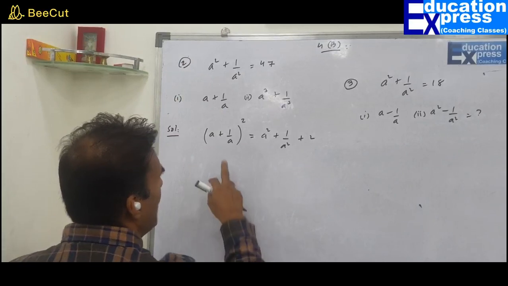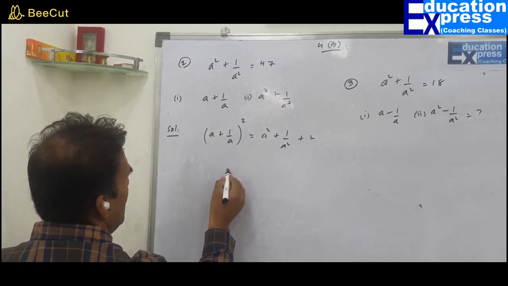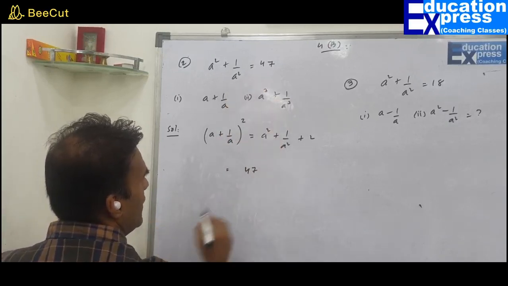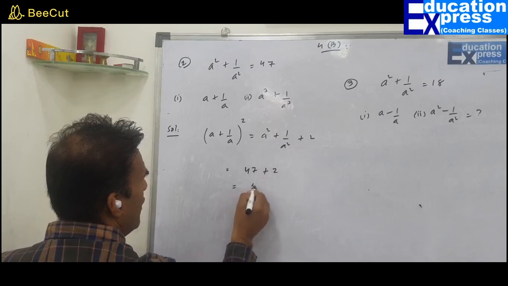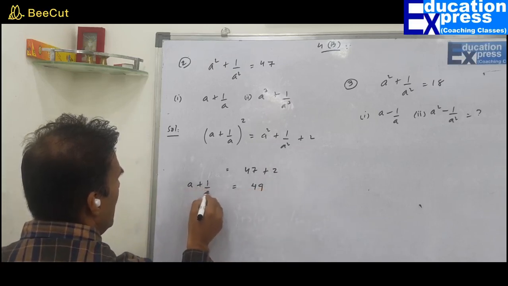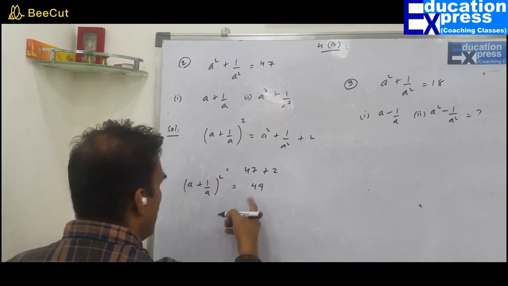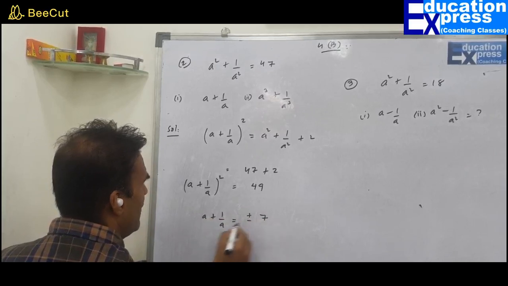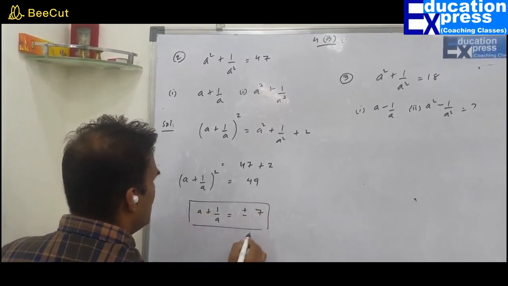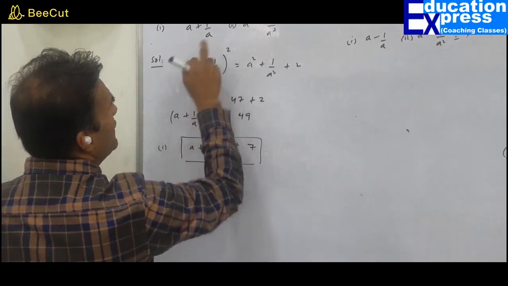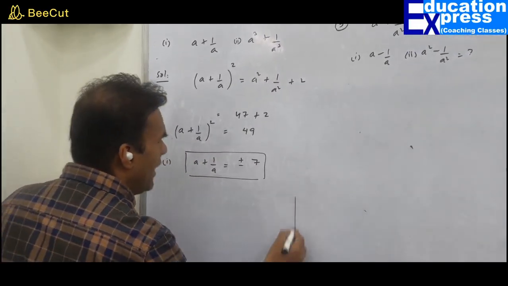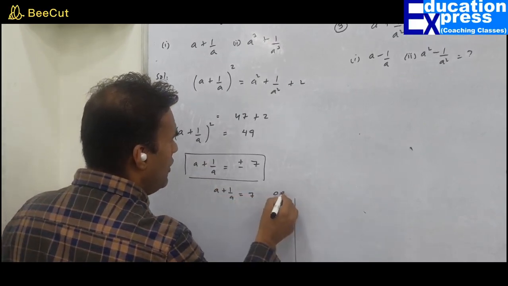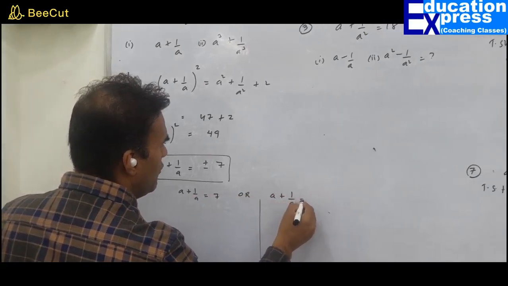So I am trying to find out the value of this. (a plus 1 upon a) whole square equals a square plus 1 upon a square, which is given to you as 47, plus 2, that makes it 49. Since (a plus 1 upon a) whole square is 49, therefore a plus 1 upon a would be plus or minus 7. How simple! It was absolutely simple. Now you have two values of a plus 1 upon a: a plus 1 upon a is 7, or a plus 1 upon a could be minus 7.